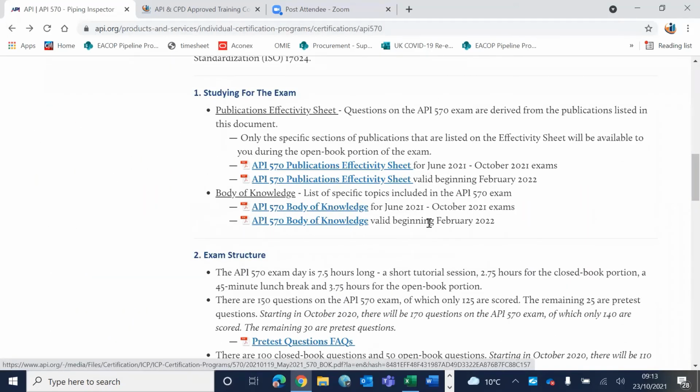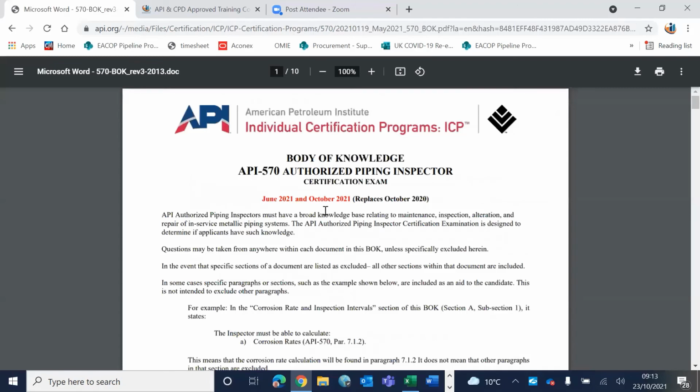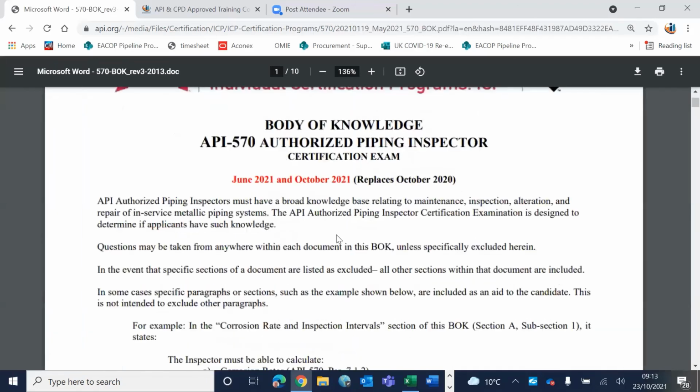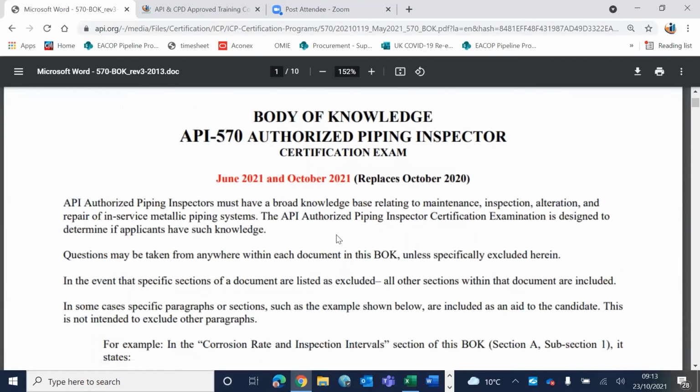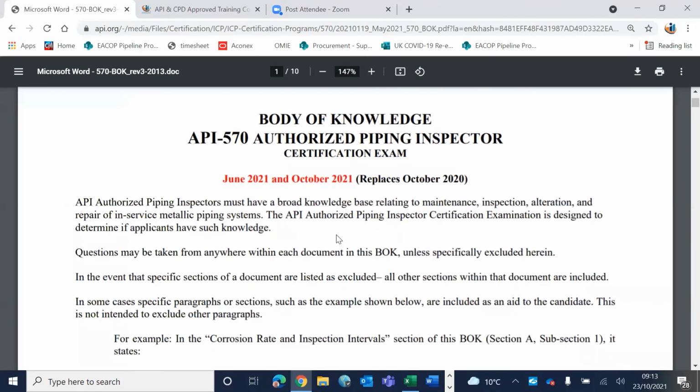The reason you have to study the proper revision is that there will always be questions coming from what has been revised. And you can always find that on the first page of the document. And our courses are always checked annually and revised according to the publication effectivity sheet.